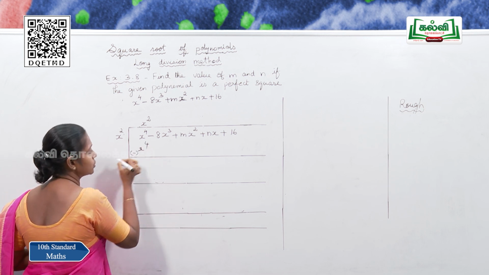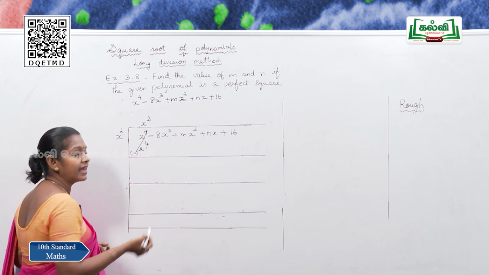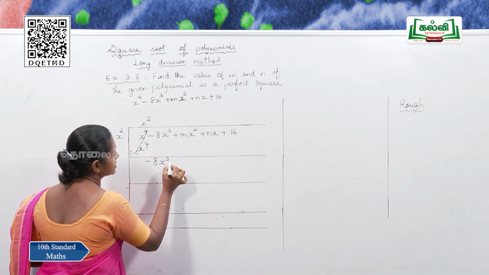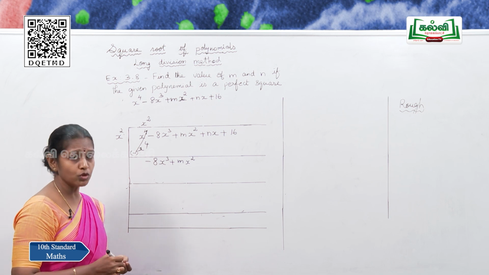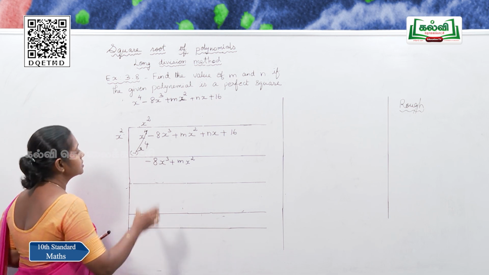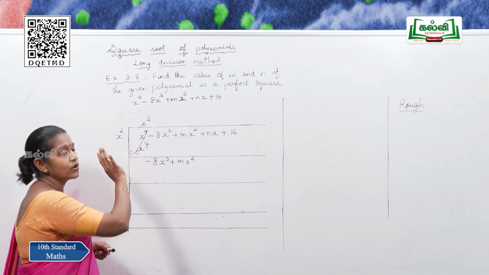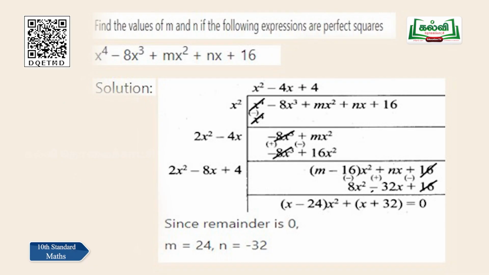Then, as usual, subtraction. You have to change the symbol. Then, subtract it. It will be cancelled. Then, bring down the next two terms. Minus 8x cube plus mx squared. Next, what should I do? Good. So, that quotient should be multiplied with 2. See, there is no coefficient. It's only variable x. So, that means x squared. That should be multiplied by 2. I'll be getting 2x squared and leave a gap to introduce the next term.